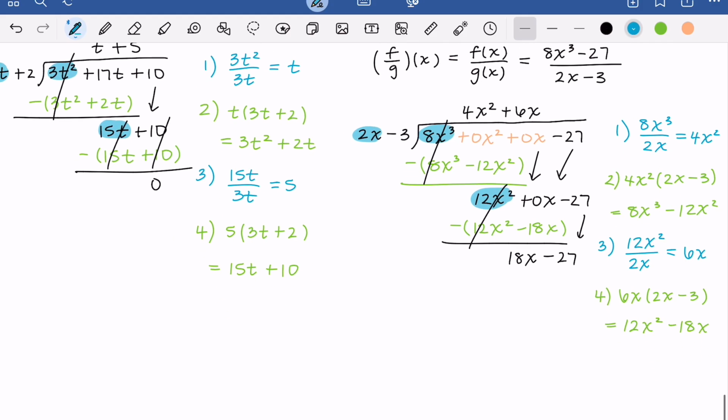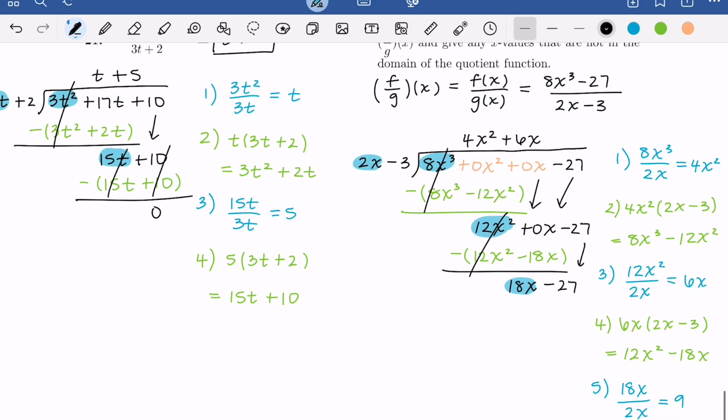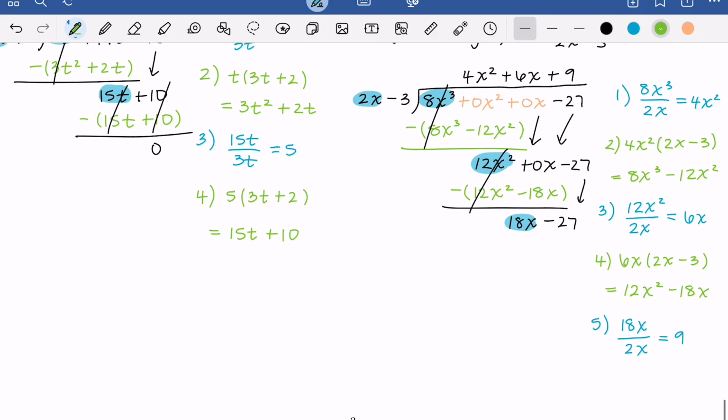So we're going to take our leading terms here. This is going to be 18x divided by 2x. This is going to give us a 9. And this is going to be the third term in our solution. So we're going to have a plus 9 here. We're going to take that result of 9 and multiply it by our divisor. We're going to get 18x minus 27. So this is what we're going to subtract out from this last resulting polynomial.